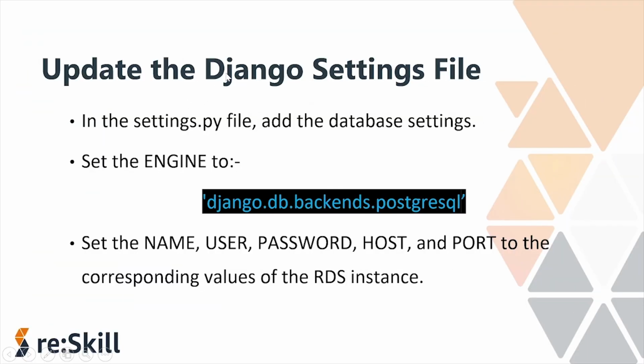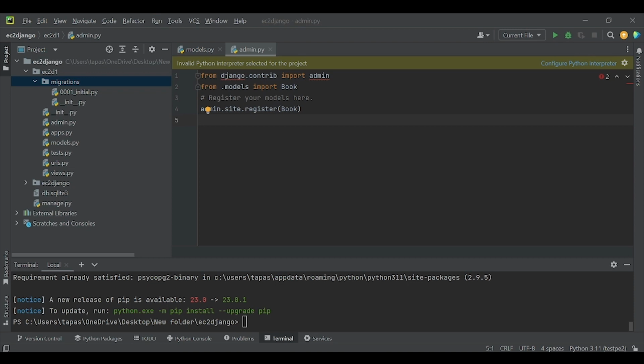Now we have to update the Django settings file with the database settings. You can find the settings in the settings.py file in your Django project. Then you have to set the engine of your database to the Postgres engine, or simply you can copy paste this line. And then we have to set the name, user, password, host, and port to the corresponding values of the RDS instance. Okay, let's do this.